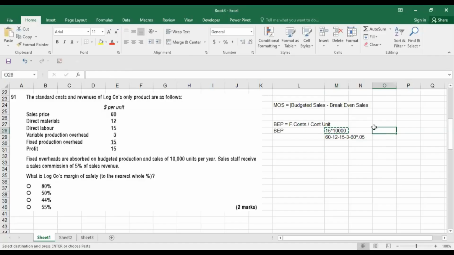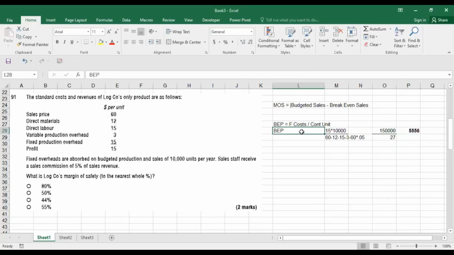So 27 minus 3 is 24. Fixed cost is 150,000, and I put it here. 150,000 divided by 24 is 6,250. So your break-even point now is 6,250 units.